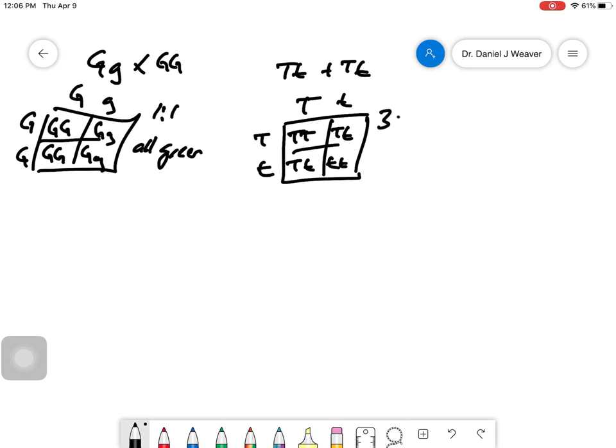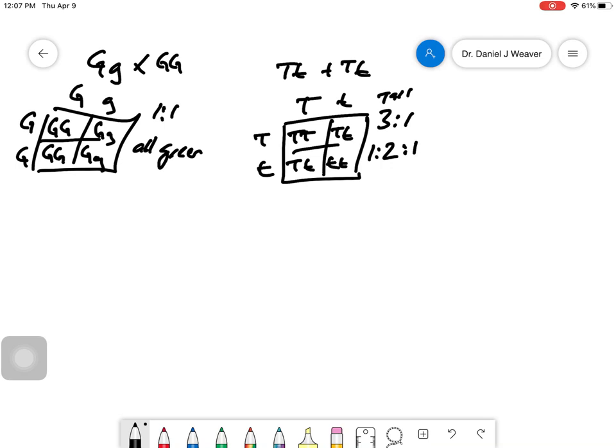So in this case, we've got a 3-to-1. 3 are tall and 1 is short. And for the genotype ratio, I've got 1 that is homozygous. Homo just means the same. Dominant, 2 big T's. I've got 2 that are heterozygous. Hetero just means different, so 1 of each. And then I've got 1 that is homozygous and recessive.